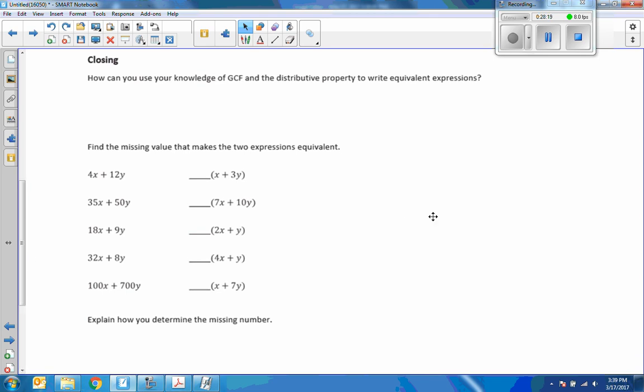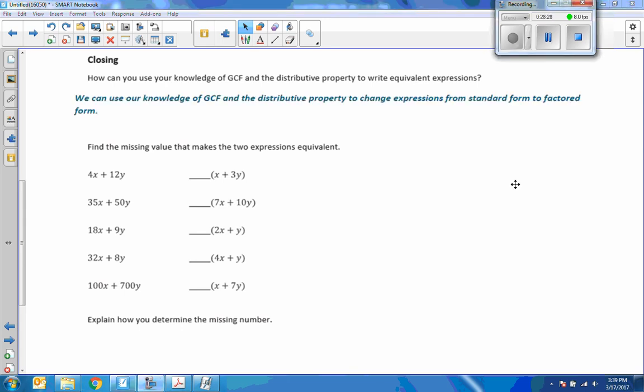In closing, it says, how can you use your knowledge of the greatest common factor and the distributive property to write expressions? Okay, we can use our knowledge of GCF and the distributive property to change expressions from standard form to factored form. Okay. And in closing, they're giving us another activity to do, so find the missing number in this. So they've done the factoring for you, you just have to tell them what the GCF is. Try it and return.